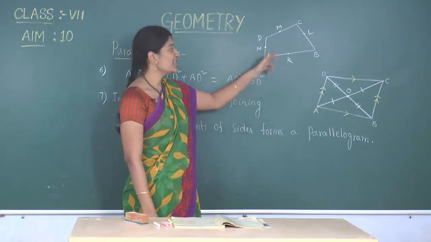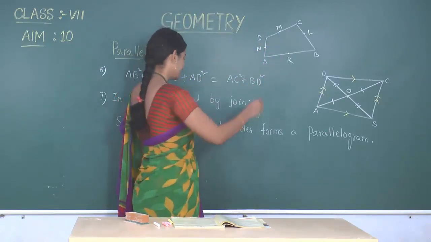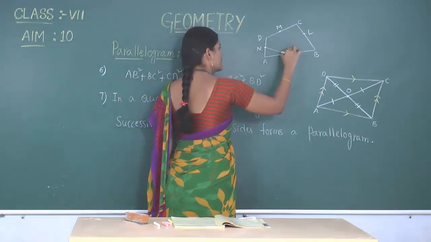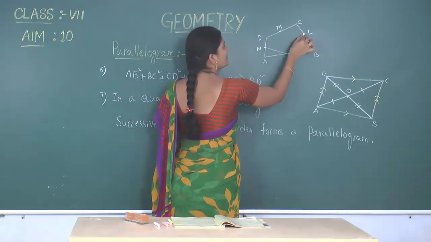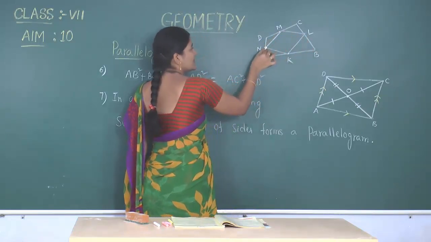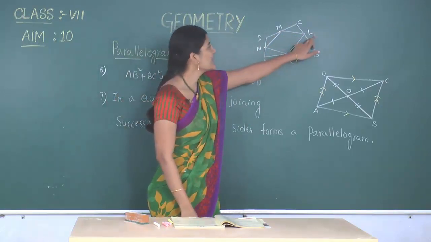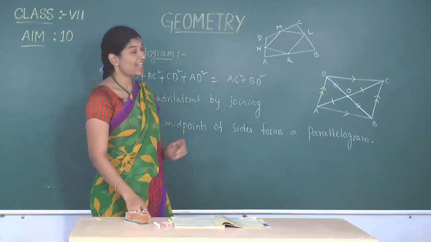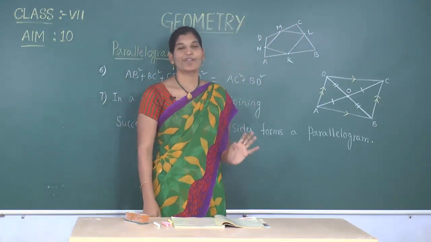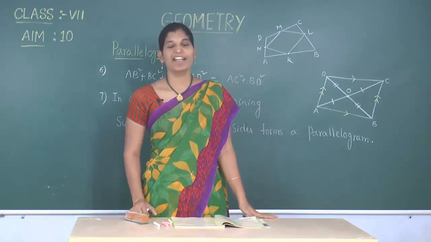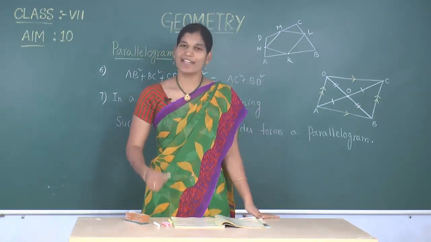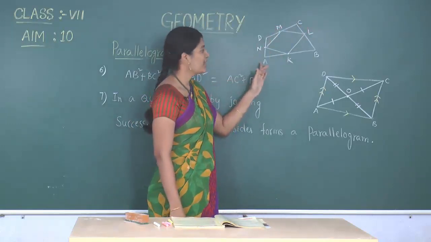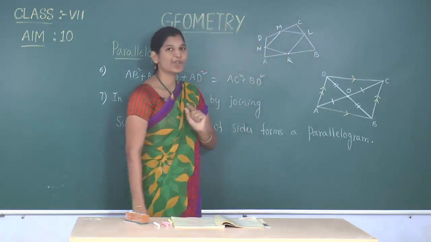Now let me join these midpoints successively like this. Yes. Now the figure KLMN is a parallelogram. Actually here we have the proof. How can we say KLMN is a parallelogram? But that proof you will learn in your coming classes. And here KLMN is a parallelogram where ABCD is a quadrilateral.